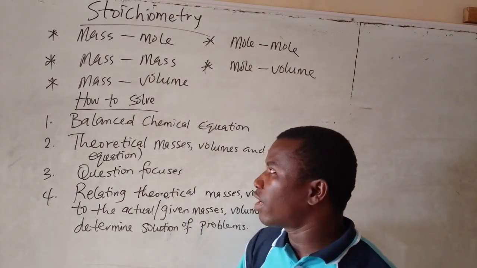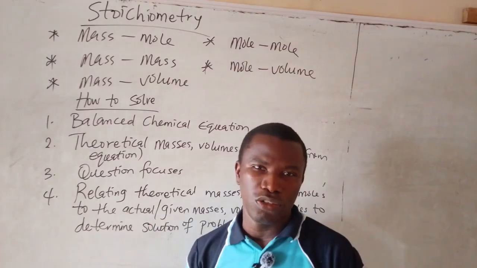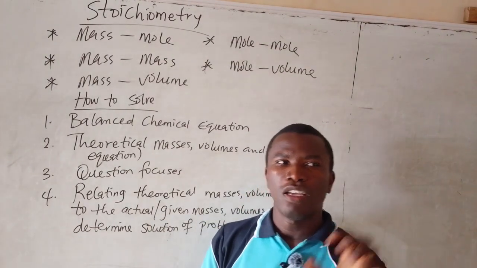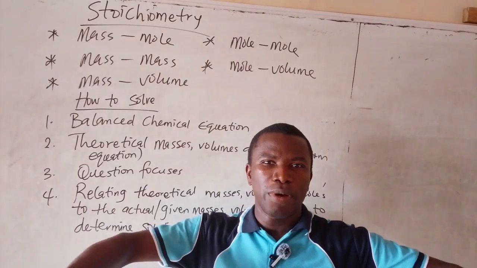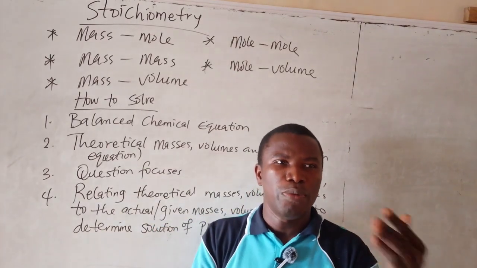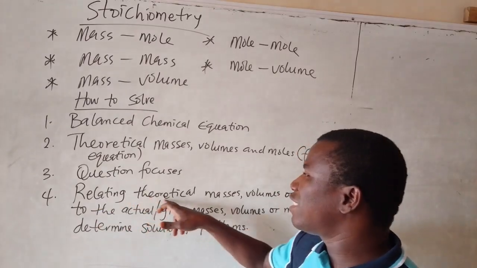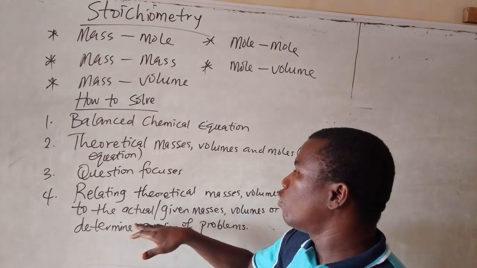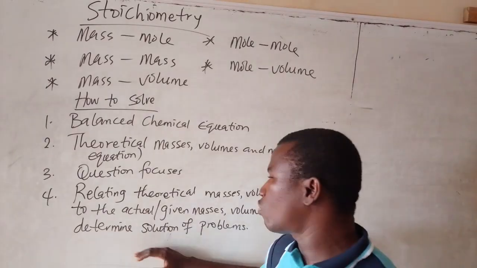This takes us to number three, the question focus. When you look at the question, what does the question demand? What does the question require? The question may demand one particular species, in the midst of the many reactants present in that equation. You may just need one or two of those species, maybe one reactant to one product. This takes us to number four, relating the theoretical masses, volumes or moles to the actual or given masses, volumes or moles to determine the solution of the problem.